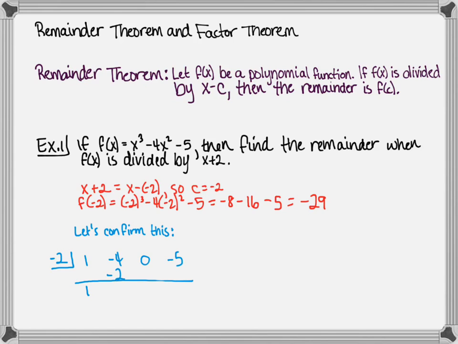Negative 2 times 1 is negative 2. Add negative 4 plus negative 2 is negative 6. Multiply negative 2 times negative 6 and get positive 12. 0 plus 12, bring down 12. Negative 2 times 12 is negative 24. Add negative 5 and negative 24, and that's negative 29. And remember, this last one to the right is our remainder. So we confirmed that our remainder is negative 29.